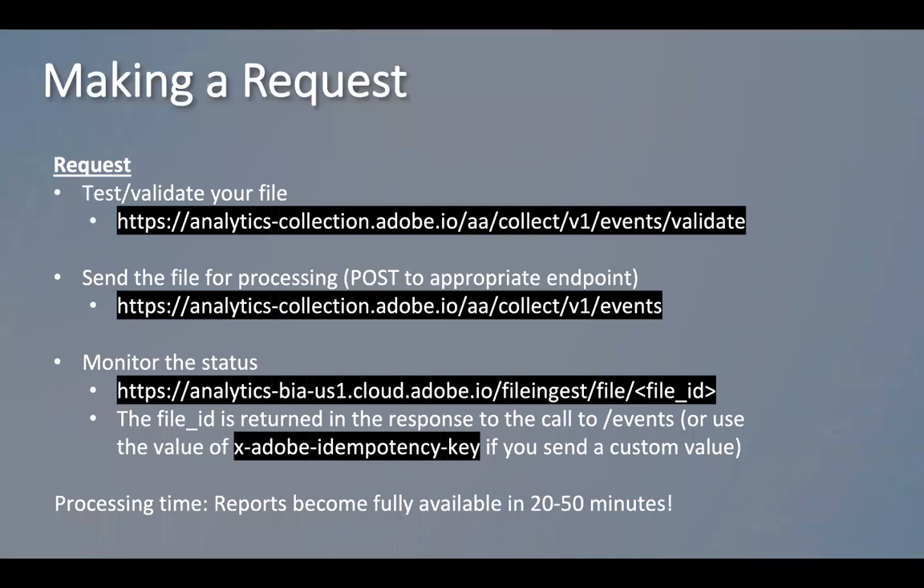And then for processing, you just post the file or files to the appropriate endpoint. There are a couple different regional ones that are listed in the documentation, depending on where you live or where you're sending it from. And then there's a separate monitor status endpoint. When you send the file to that events endpoint, part of the response will have a file ID. You can just clip that file ID and put it at the end of this endpoint, and it will return basically the status of the file, if it's received, processing, etc.